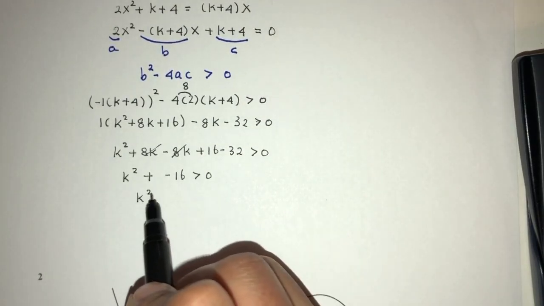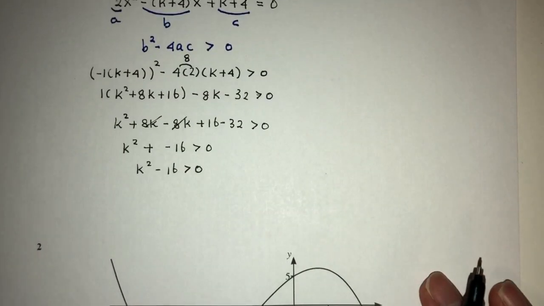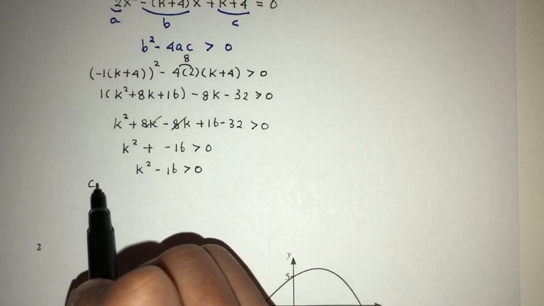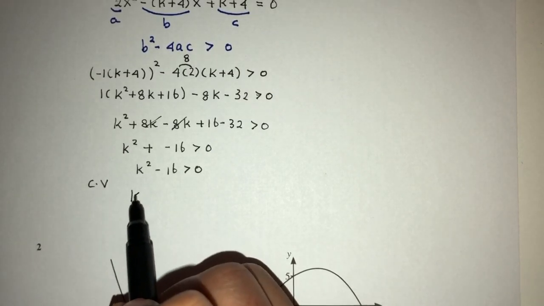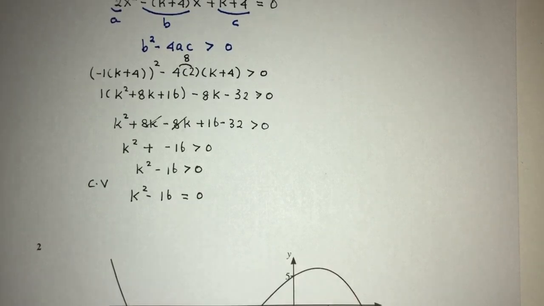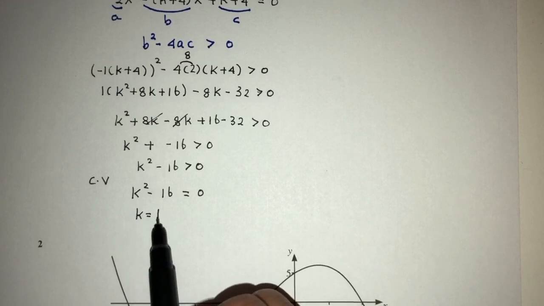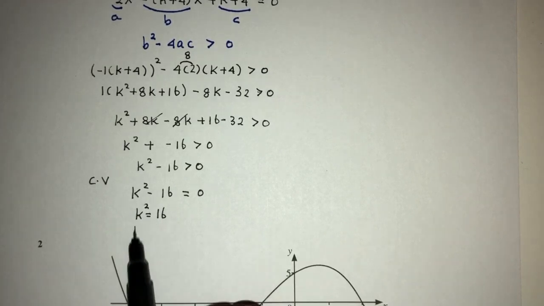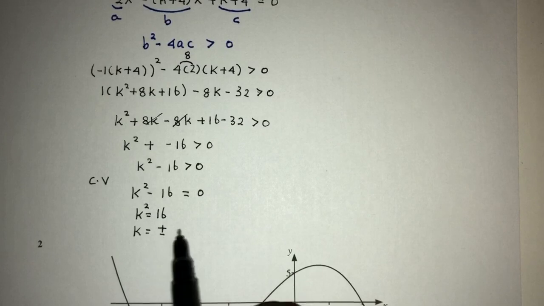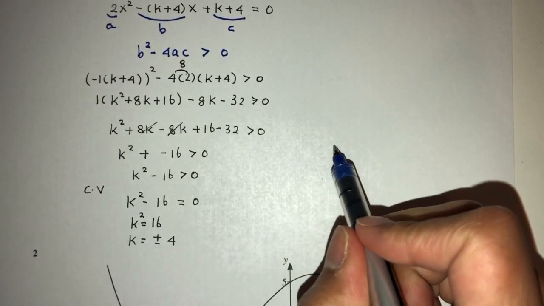So right now we have this equation. We have to find the critical values of the equation. Critical values is the same equation, we just change the sign to 0. So k squared will give me the value of 16. So k will be plus minus 4. So these are my critical values. This is not my answer yet. I will have to find my answer based on the graph.